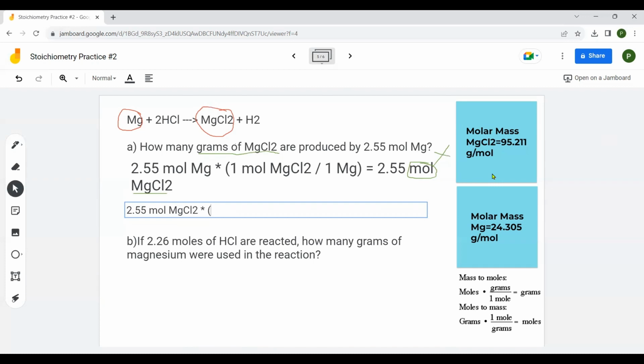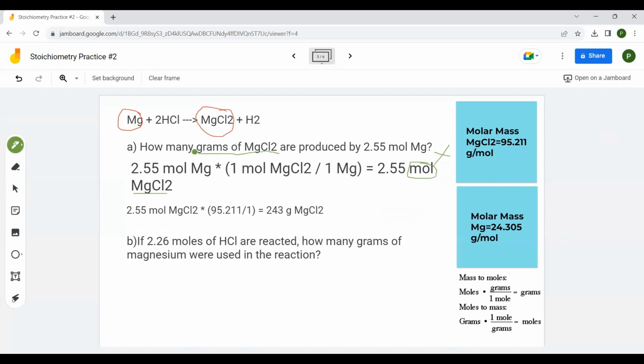over 1. And this is going to give us 243 grams of magnesium chloride. Now I'm going to take my green pen again. I'll look back. It says grams of magnesium chloride. And down here, I have grams of magnesium chloride. So I'm done with part A, and that is my answer.